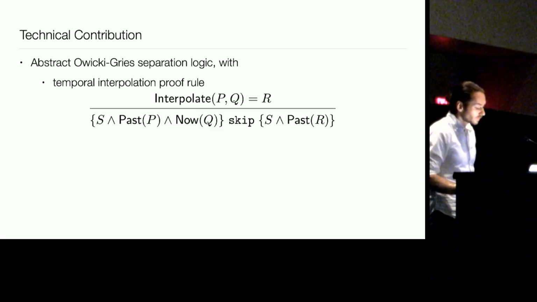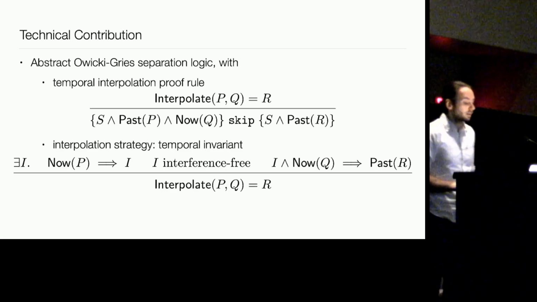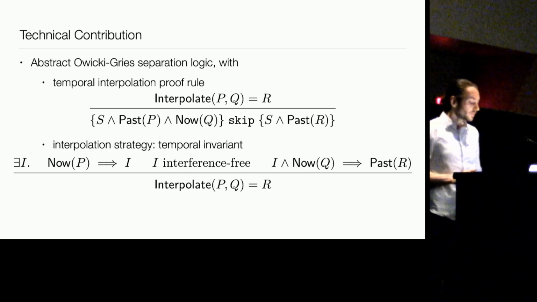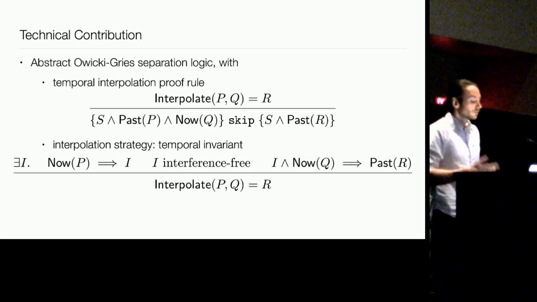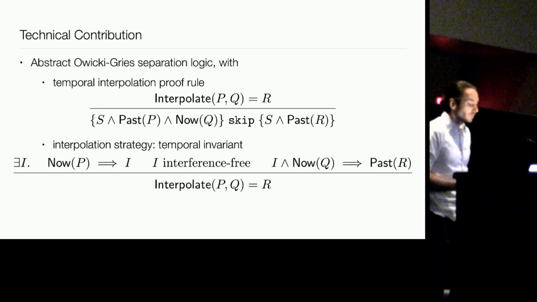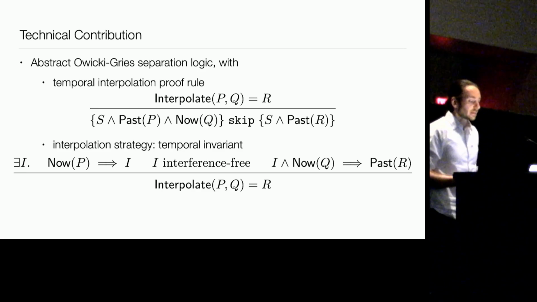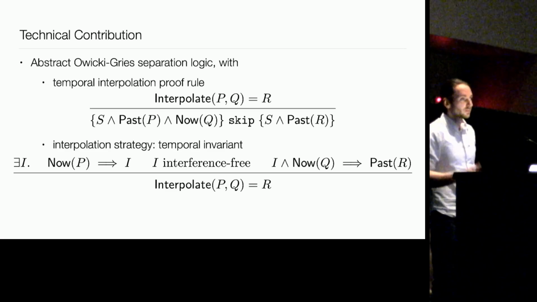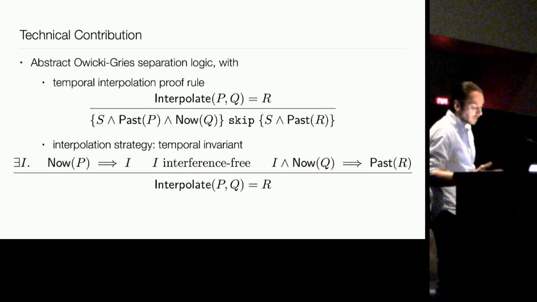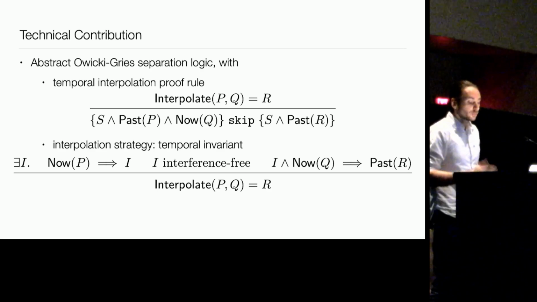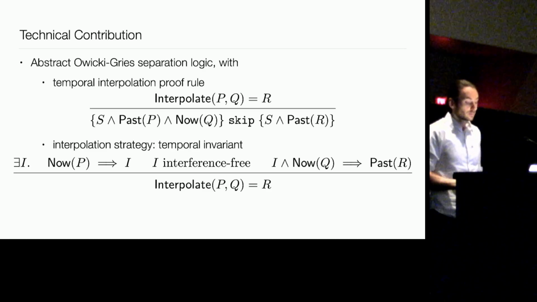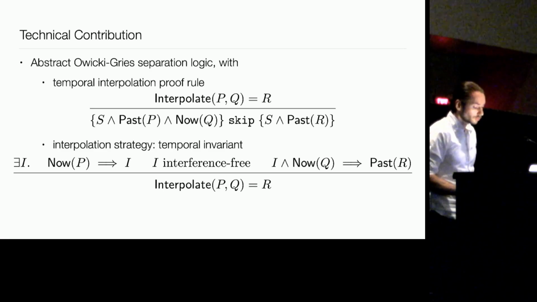One of the more handy ones is this strategy using a temporal invariant as the one you've seen. Such an invariant I needs to be implied by P. It needs to be interference-free in the standard Iris sense, so no step in the program must invalidate it. And together with Q now, the invariant must imply that R has been true at some point during the history or during the execution.